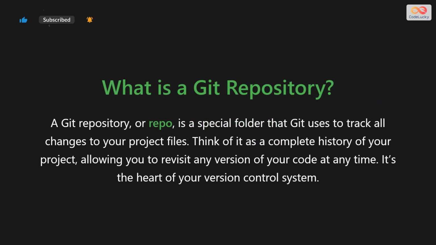First, let's understand what a Git repository is. A repo is a folder where Git tracks all the changes made to your project files. It holds the entire history of your work, making it possible to review or restore any previous version of your code.